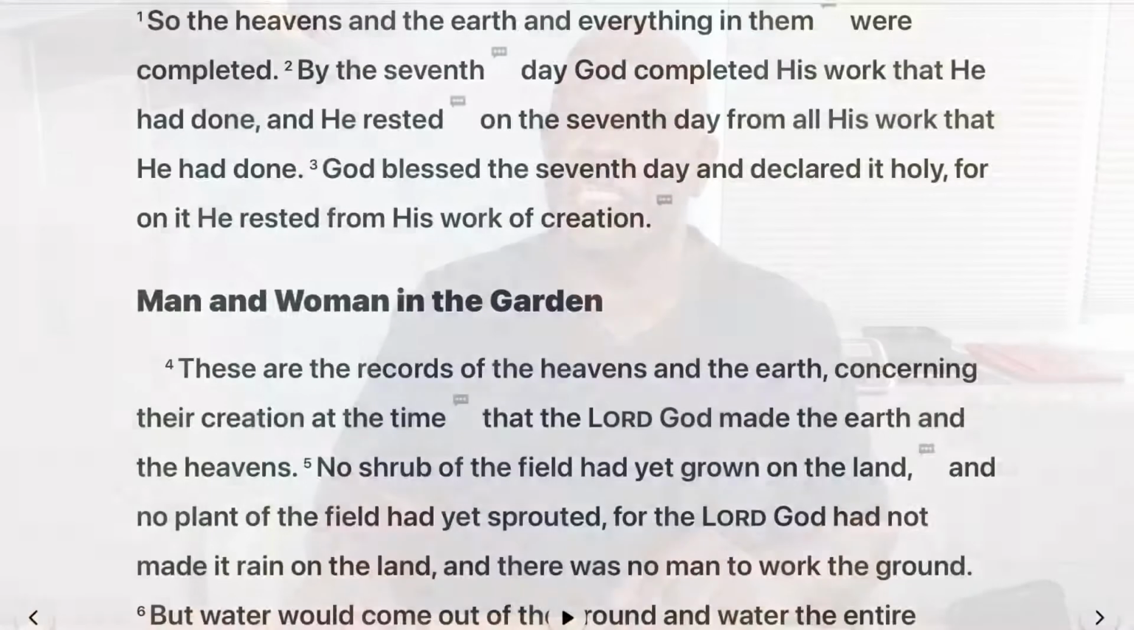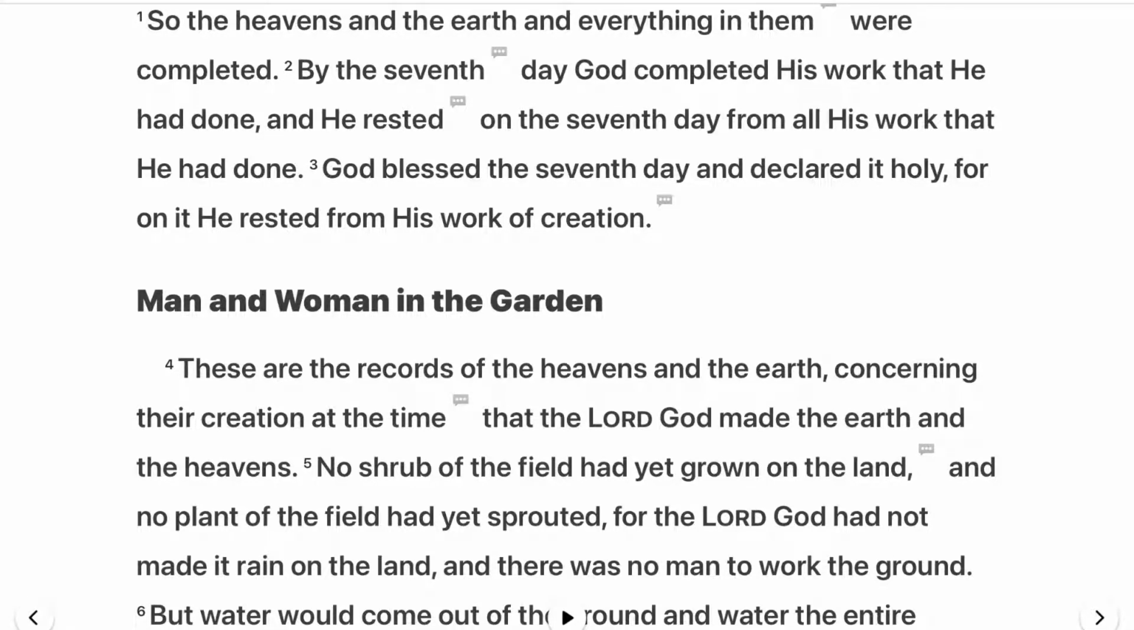Now, another thing is, notice he says here, so the heavens and the earth and everything in them were completed. By the seventh day, God completed his work and he rested. Now, I'm going to talk about, obviously, this rest. What does this rest mean right here? God completed his work and he rested on the Sabbath day. And then he said God made it holy.